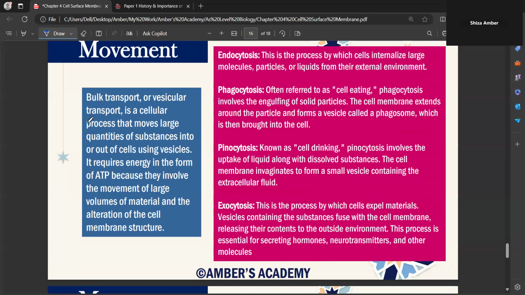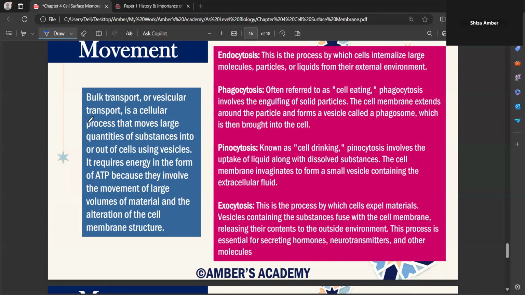Bulk transport is of two types. As far as we have discussed diffusion, facilitated diffusion, osmosis, and active transport, we were just talking about ions and molecules. But what if we have a large quantity of substances that we need to transport? It could be antibodies, it could be anything, right? Now, if we have something very big, then we need bulk transport.